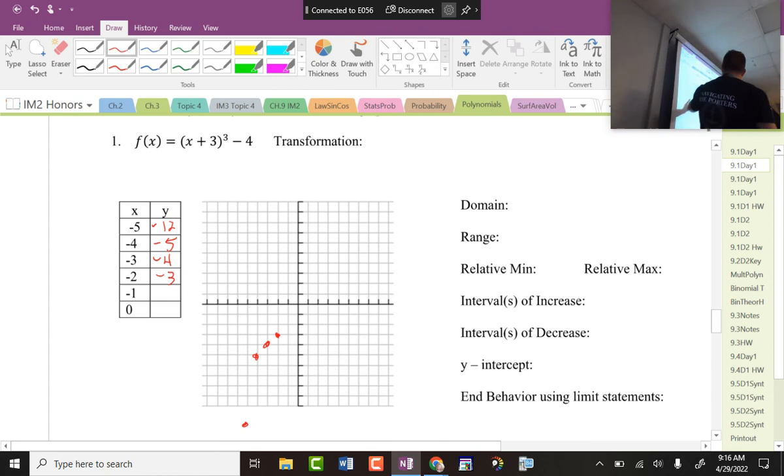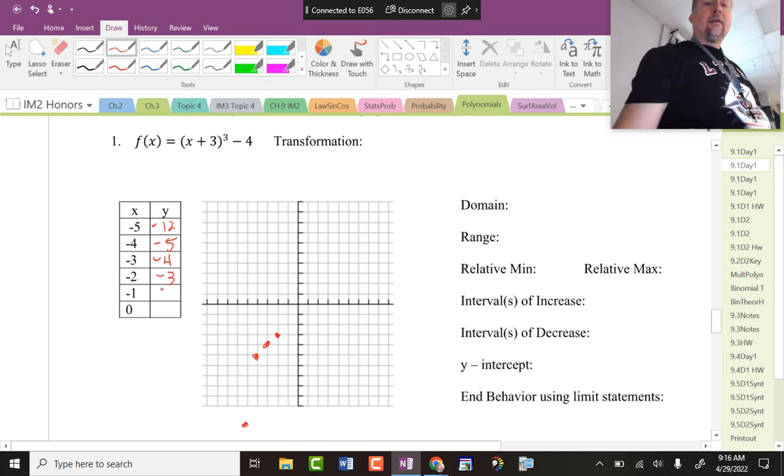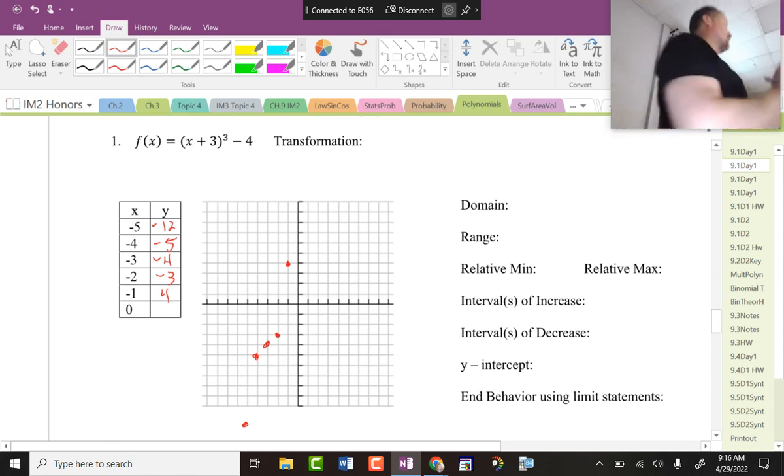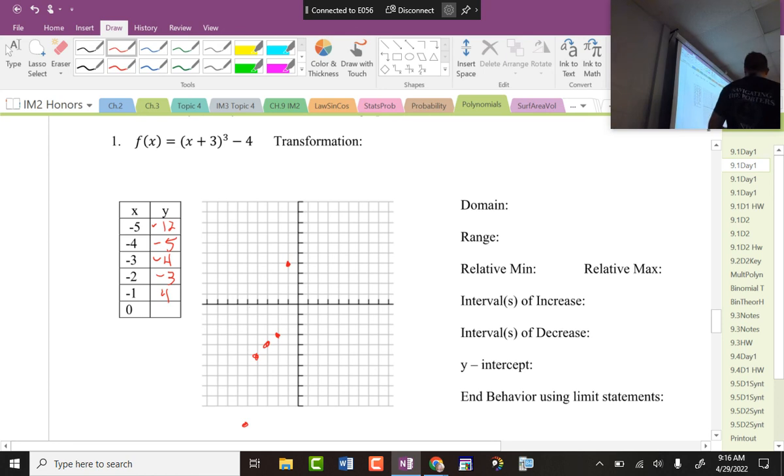And then -1 plus 3 is 2. 2 cubed is 8. 8 minus 4 is 4. That's not too bad. -1 comma 4. -1 comma 1, 2, 3, 4. And then 0 is really bad, and it just proves the point how quick this takes off.